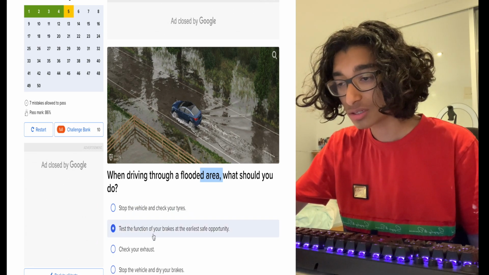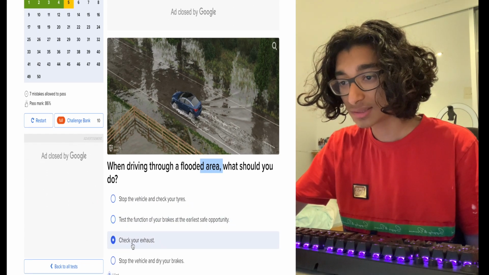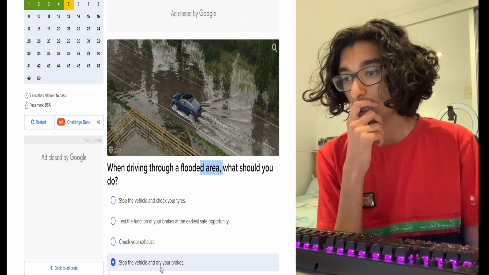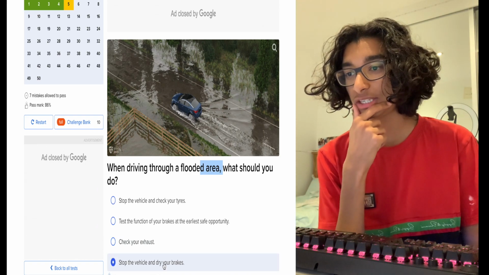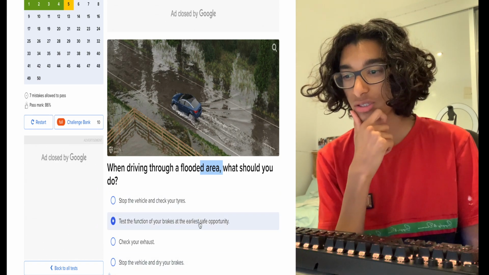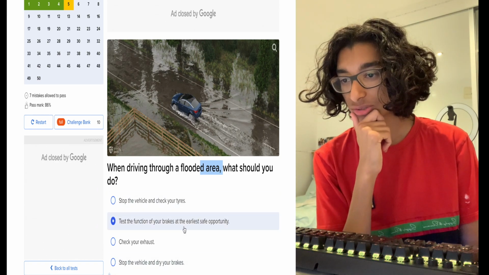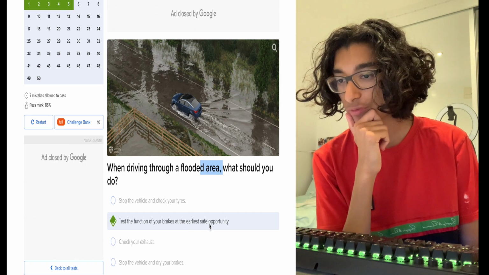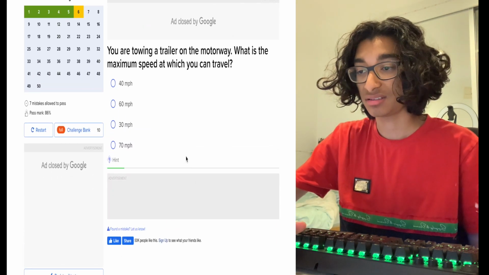When driving through a flooded area, what should you do? Stop the vehicle and check your tires. Test the function of your brakes. Check your exhaust. Stop the vehicle and dry your brakes. I don't think you'll need to check your tires, because why would you need to check tires? I think test the function of brakes, yeah. Because, yeah, I don't know.